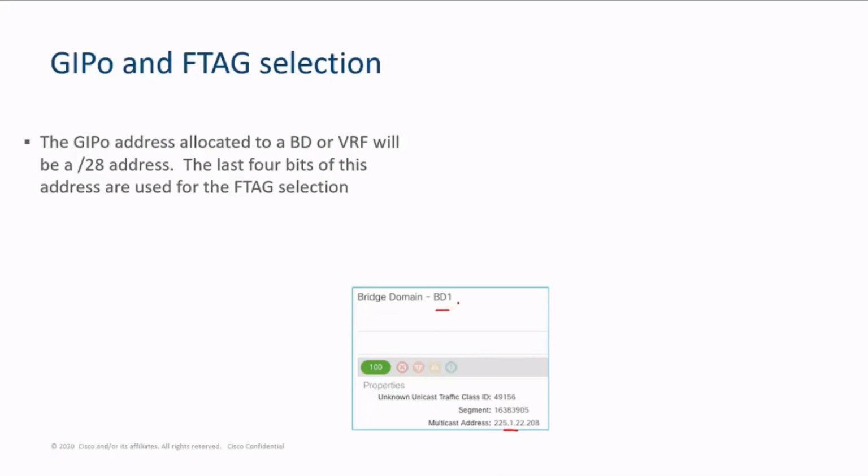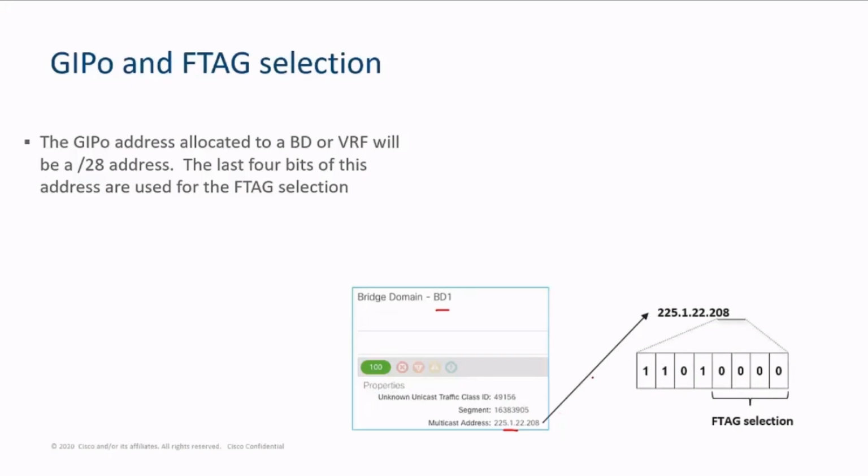Now, each bridge domain doesn't get just one address. It actually gets a /28, a range of multicast addresses. And that /28 gives us 4 bits. When we send the traffic over the ACI fabric, again, it's unknown unicast traffic on the inside, the inner frame. On the outer header, it's going to be multicast. So what we'll encode in the multicast address is the F tag we're going to use when we're sending traffic over the ACI fabric. So let's look at an example here.